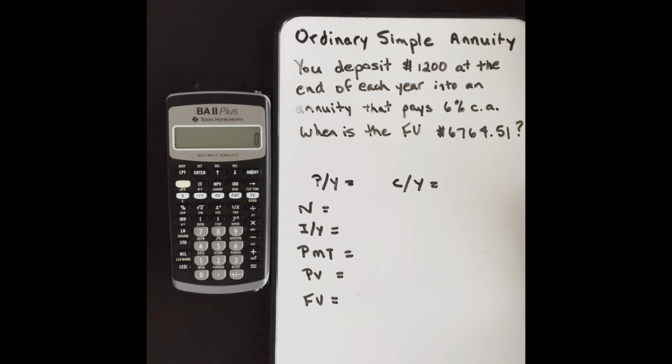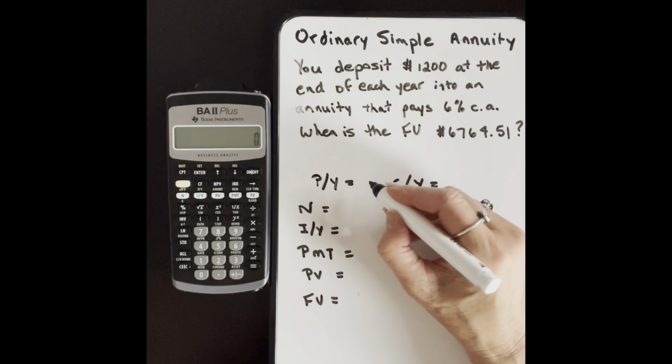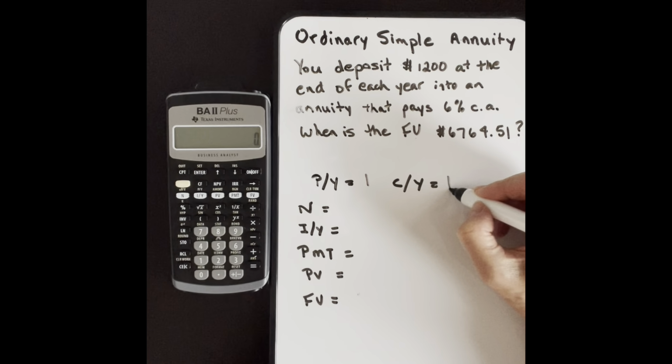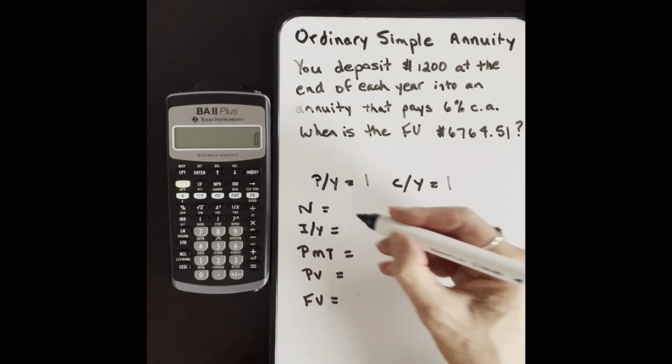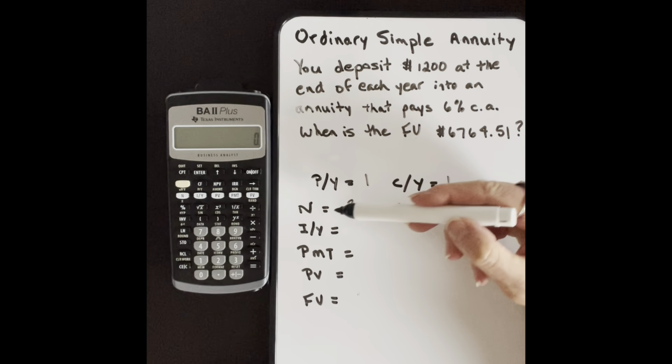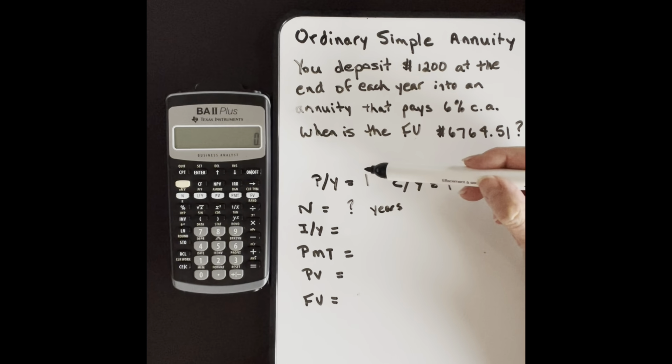Our next example says you deposit $1,200 at the end of each year into an annuity that pays 6% compounded annually. When is the future value equal to $6,764.51? So let's start with payments per year. It's at the end of each year, so that's just 1 payment per year. The compound periods per year is just 1 because it's compounded annually. N is what we're finding, and when we get a value, it will be in years. N represents the number of payment periods, and if there's just 1 per year, then that'll automatically be years.